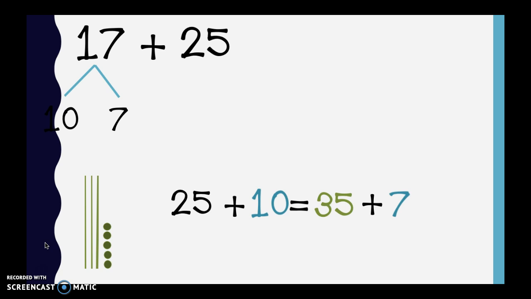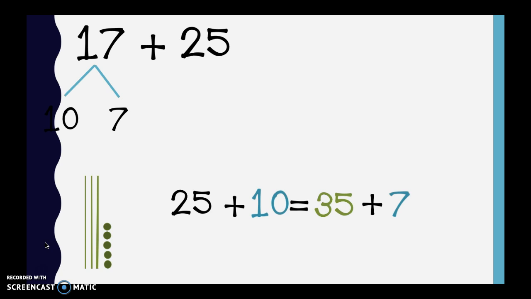Okay, do you see I'm just keeping it as one big long number sentence? I'm not writing a whole bunch of other ones. This is just to show that I'm starting with 25 and I'm just going to keep adding the parts of 17. It's all one big process. Okay, I don't know what 35 plus 7 is, so I'm going to add to my picture.